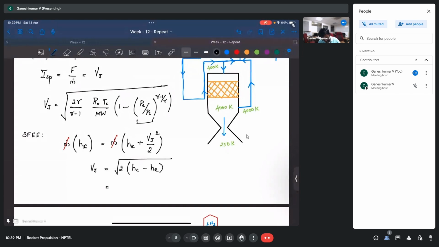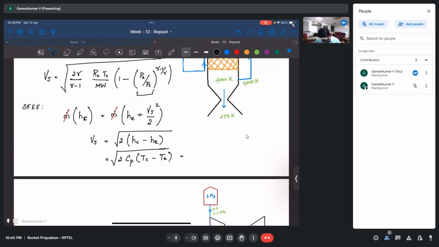Okay, and what we know is H is nothing but Cp T, at least at this point, within the scope of this problem. So it's going to be Cp times (Tc minus Te). Remember, we have assumed that Cp is the same for all temperatures, so that's how I was able to take the Cp out. All right, so now let's substitute all the values here. Cp is 14.5 into 10 power 3, the chamber temperature is 4000 kelvins, and the exit temperature is 250 kelvins. These are given in the question.